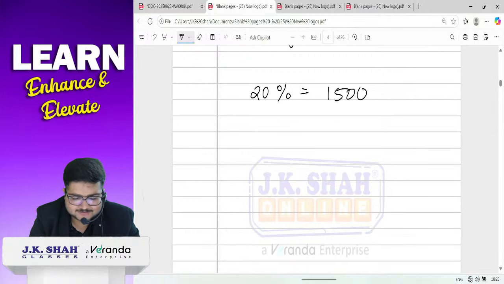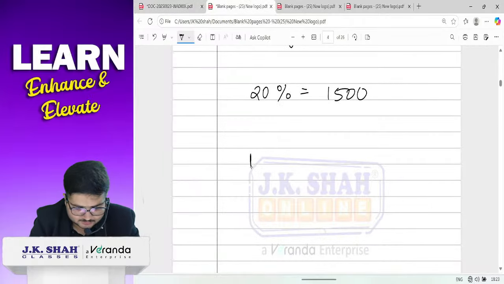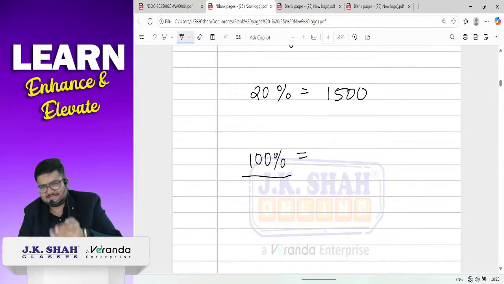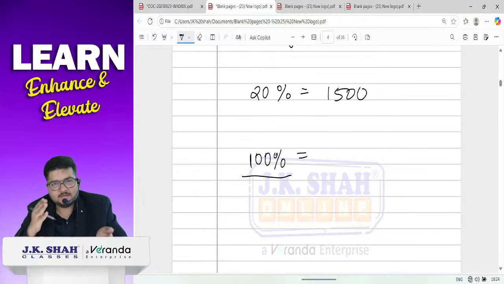So 20% is 1500. You have to find her salary. Salary is always 100%. So again, 20% is 1500. Then 100% is how much? That only you have to find. How can we find this? What is 100%? It is basically 20%, 20%, 20%, 20%, 20%, 5 times. So similarly, 20% five times is 100%.